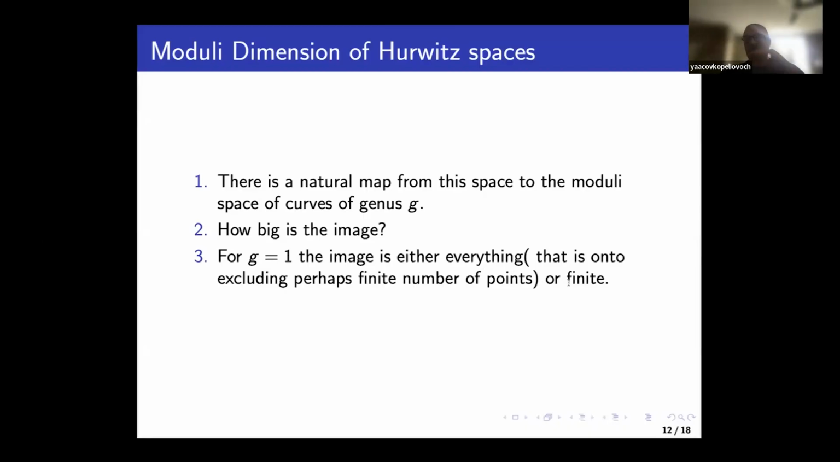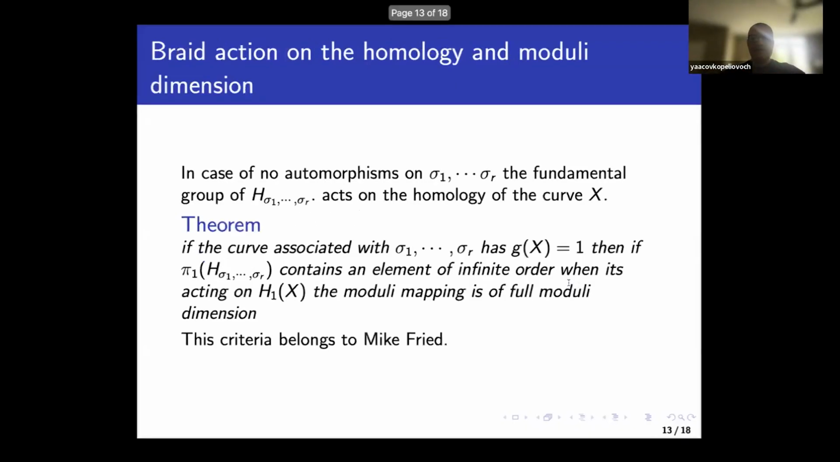Because for g equals 1, the moduli space of elliptic curves is one-dimensional from the complex point of view. Okay, so from the algebraic geometry case, you have no choice. It's either finite or one-dimensional. Okay, so now when it's one-dimensional, you have a very nice criterion to answer this question.